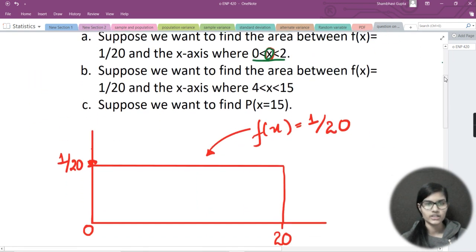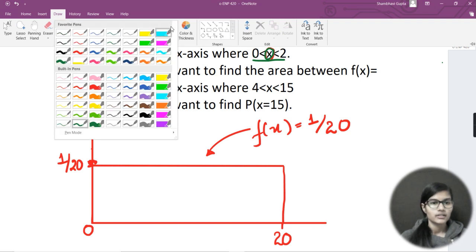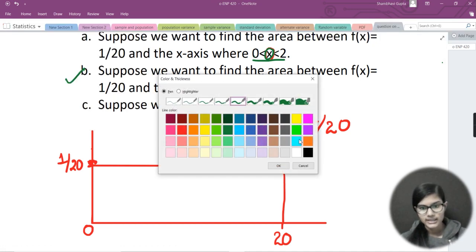Now let me take you to the next one. The next one is that suppose we want to, I'm so sorry. Just let me erase it, okay. Now the second one is that suppose we want to find the area between f(x) is equal to 1 by 20, and now my limits have changed to 4 and 15, where x is greater than 4 and less than 15. I'm always confused in that, and I always say the opposite things for that. Okay, never mind.